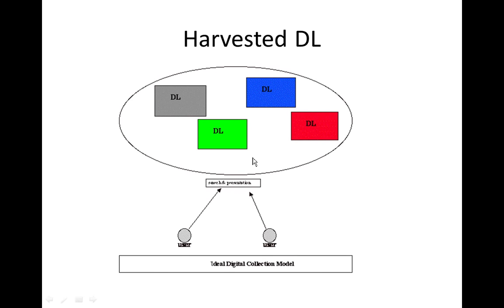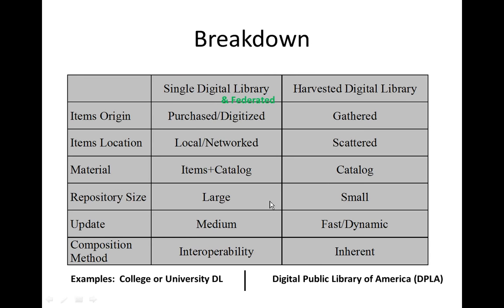And here's a little map, similar to our federated one. Again, same search and presentation, but when you get into the harvested digital library, you still have to go out to each one of these digital libraries to actually get the object. Here's a breakdown. With a single digital library or a federated one, you're still dealing with purchased, digitized, or born-digital items. It's kind of obvious it's going to be networked or some kind of local setup. There are not too many local digital libraries. They're almost all on the internet or the World Wide Web.